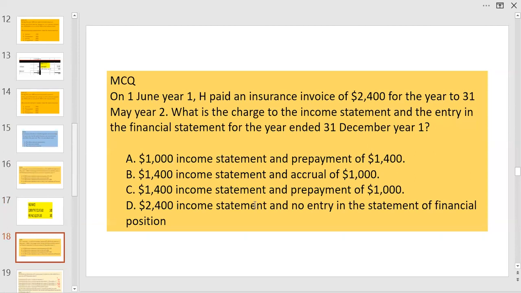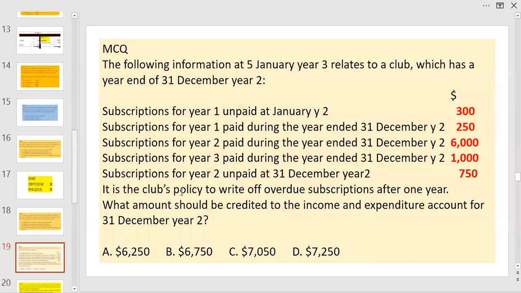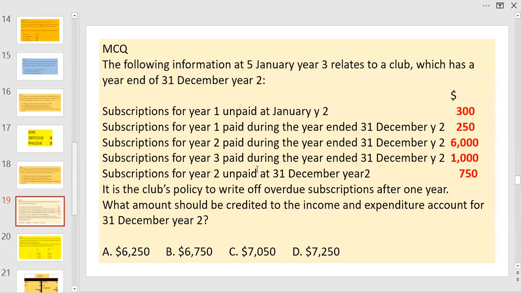The next MCQ: the following information at 5th January year 3 relates to a club which has a year end of 31st December year 2. Please look at the question at the bottom where it says what amount to be credited to income and expenditure account. Since it is a club, a non-trading organization, this is similar to profit and loss in a trading organization.